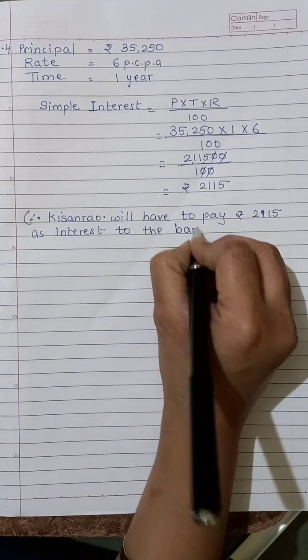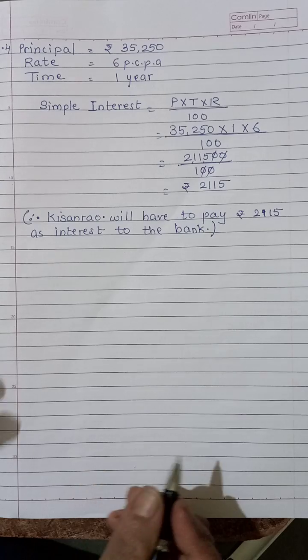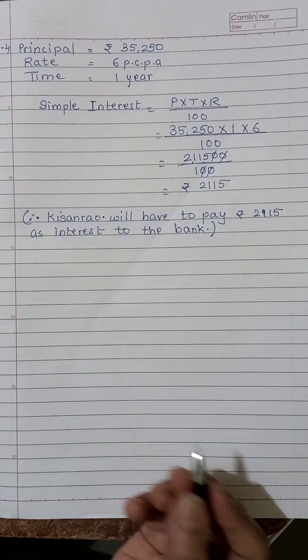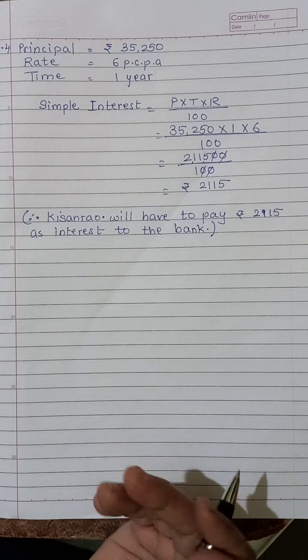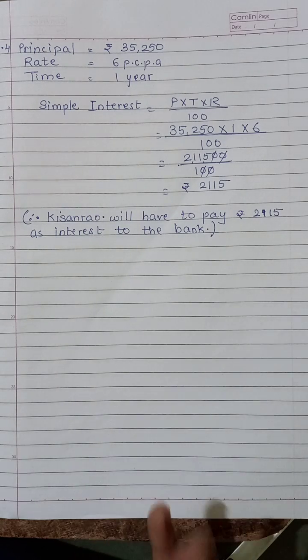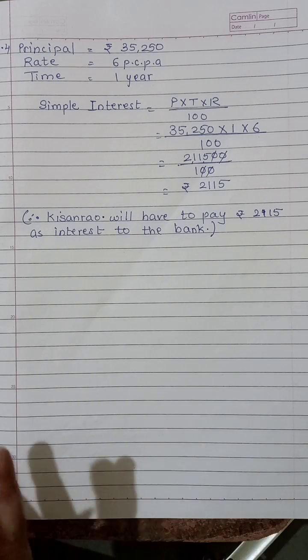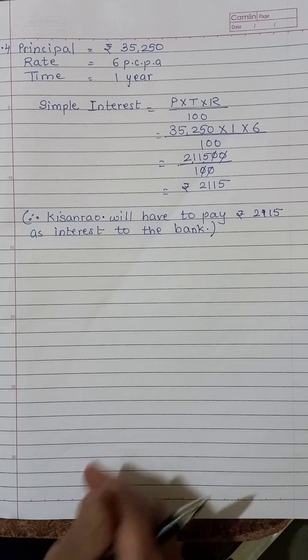Children, you have to copy all these sums in your notebook, and then we will see the doubts afterwards. If you have any doubt, you can WhatsApp me. So all these 4 sums you have to copy in your notebook.